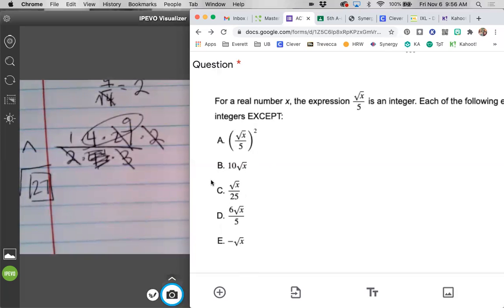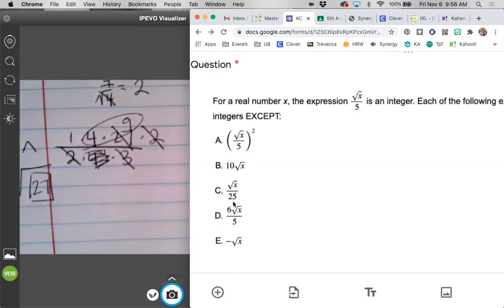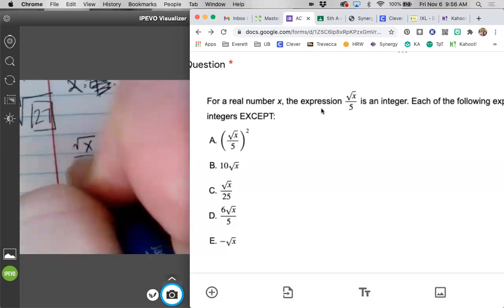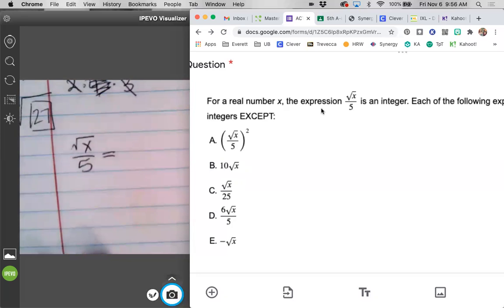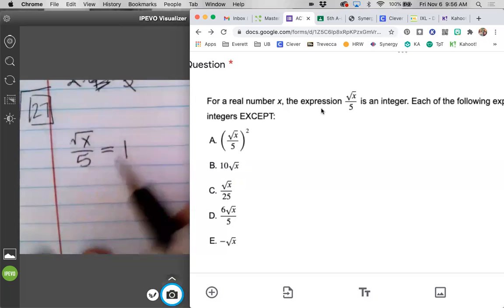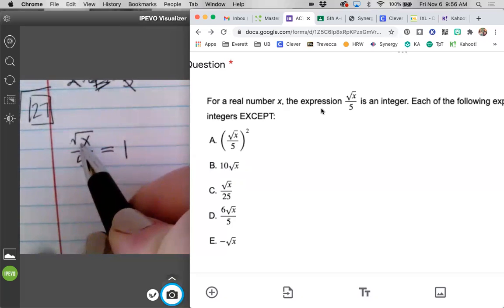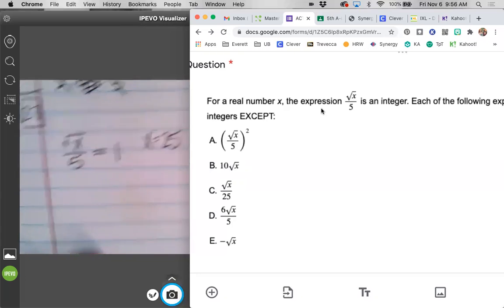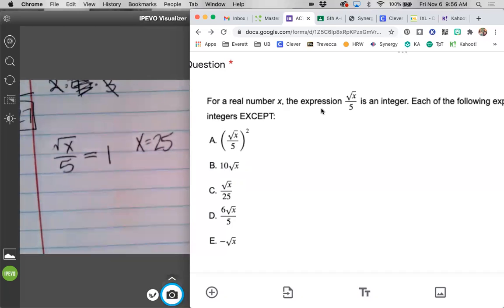So let me roll through that explanation one more time because this one was a little bit more complicated. If I know that the square root of x over 5 is a whole number, I'm going to make it an easy whole number to kind of imagine with. So let's make it 1. If it's going to be 1, the square root of x has to simplify to 5 also. So that means x is going to be 25. You just kind of pick a smart number to plug in there and test out your answer choices to see which one is not going to be an integer. Any questions on that one?